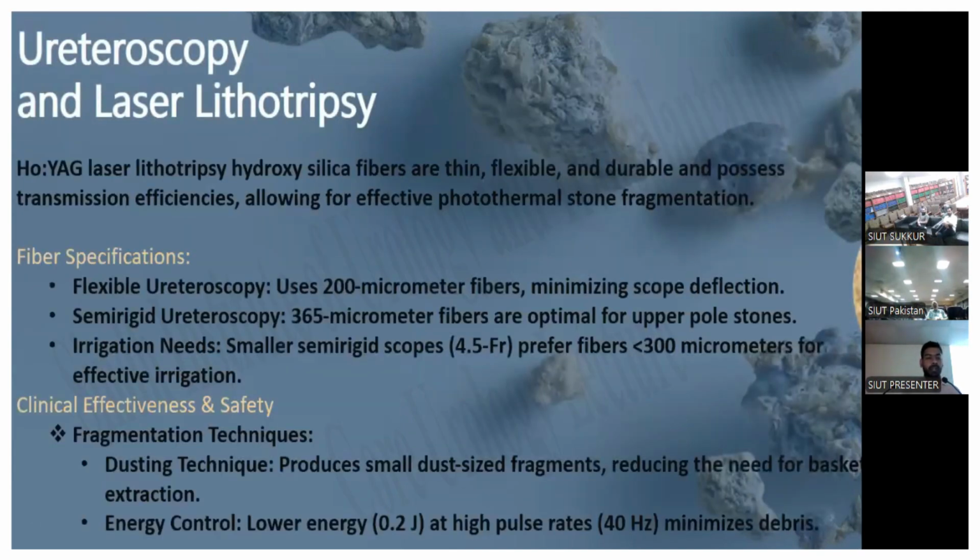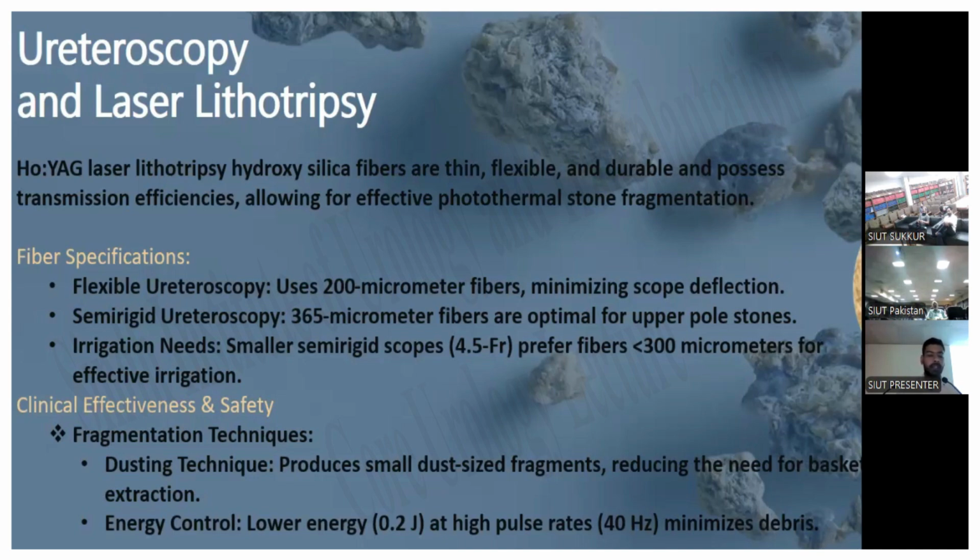Ureteroscopy and laser: holmium YAG laser lithotripsy, and the silica fibers are thin, flexible, and durable, and possess good transmission efficiencies. Basically, the delivery systems that we were talking about. So these hydroxy silica fibers are the delivery systems which make holmium more efficient, because these fibers are durable, flexible, and possess transmission efficiencies, allowing for effective photothermal stone fragmentation.